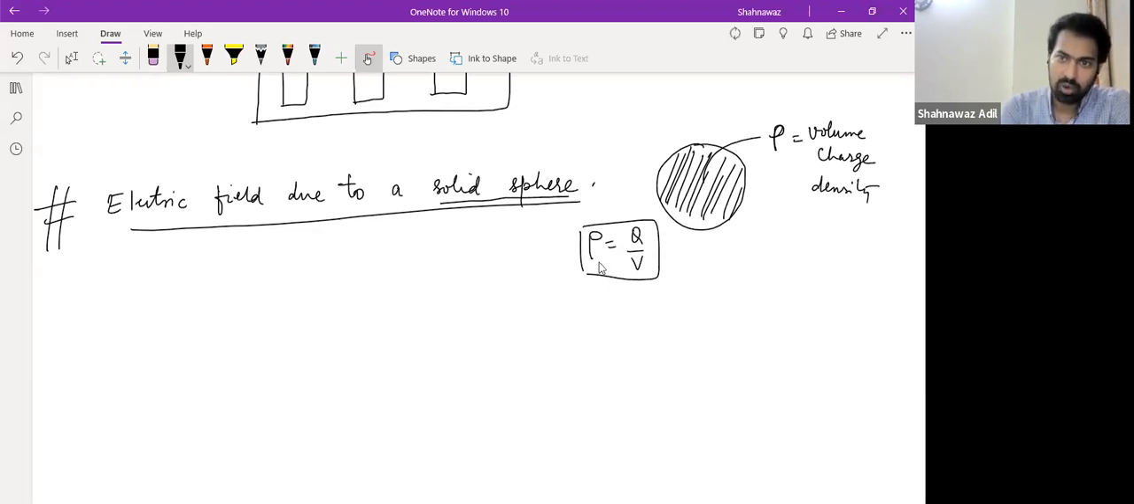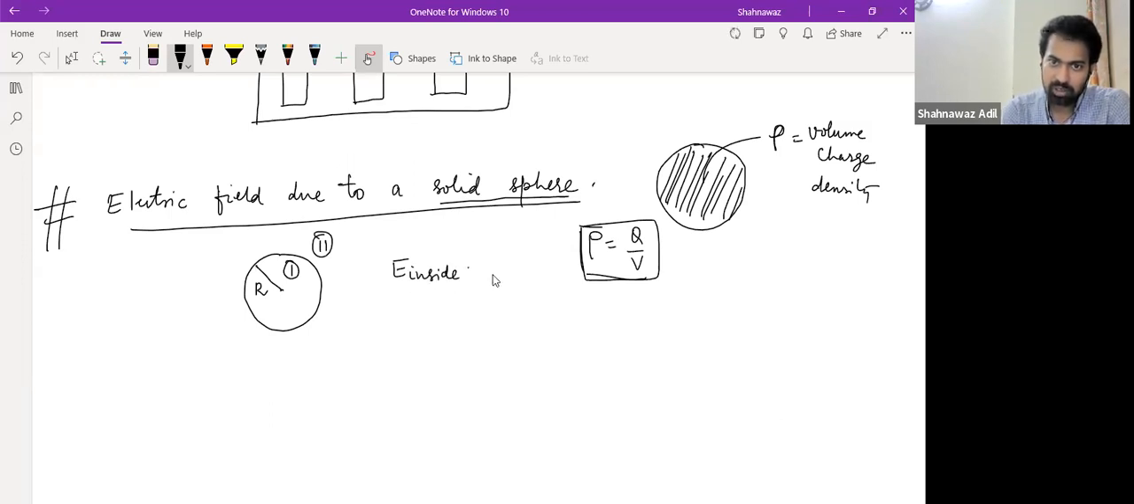Yes. So there would be two electric fields for this solid sphere. Let's say this is a filled solid sphere, and let's say this radius is R. And I want to calculate the electric field inside. So there'll be two regions. One would be this, the other would be this. So E inside, and E outside.